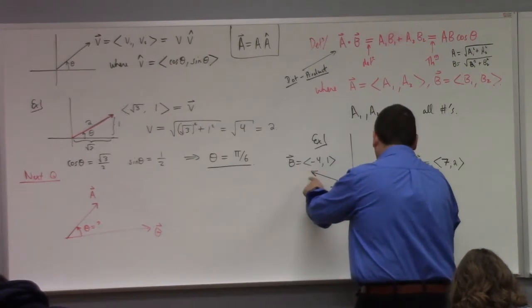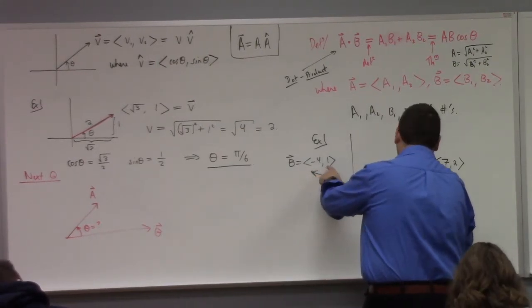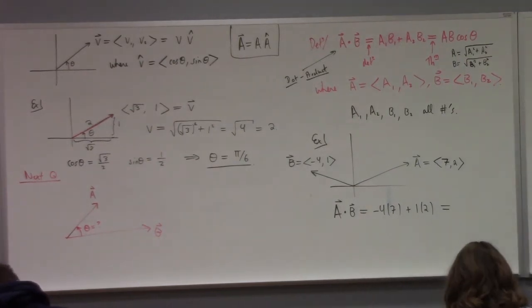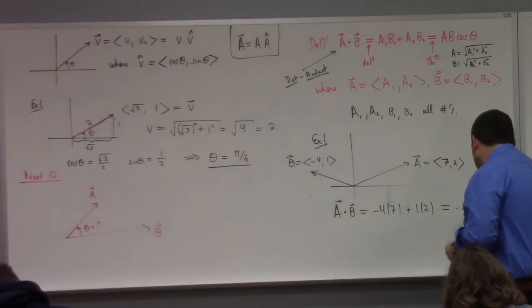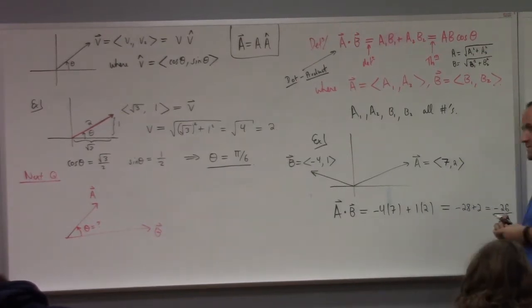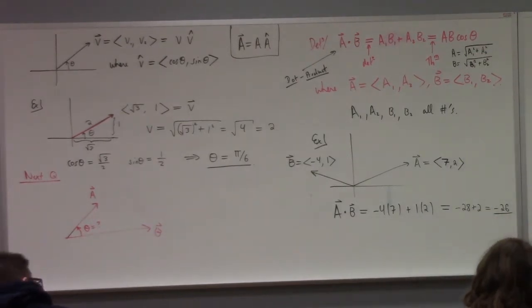So minus 4 times 7 plus 1 times 2. That's what? Minus 28 plus 2 equals minus 26. So the fact that that's negative tells me that they're kind of pointing in opposite directions, right? The angle between them is more than 90 degrees. They're obtuse. They're not acute, the angle between them.